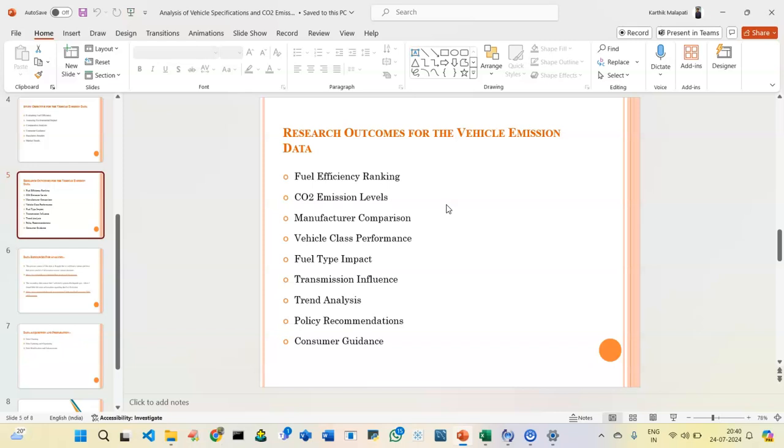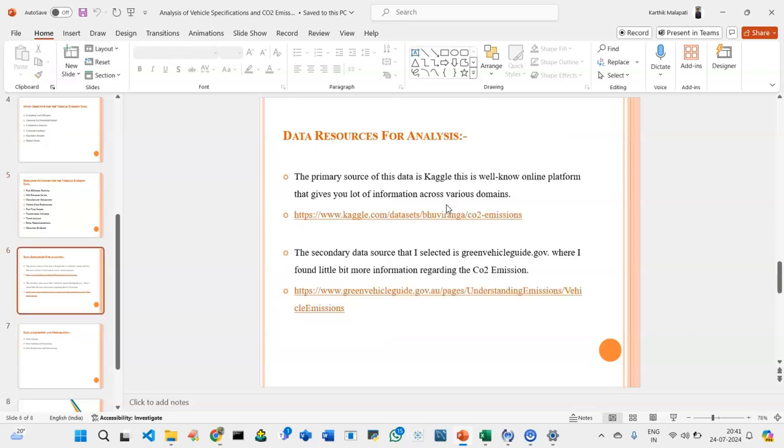The policy recommendation is data-driven recommendations for policymakers to consider when setting future emission standards and regulations, based on the observed performance of different vehicles and technologies. The consumer guidance provides actionable insights to help consumers choose vehicles that are not only cost effective but also environmentally responsible. So these are the things we can do with the data.